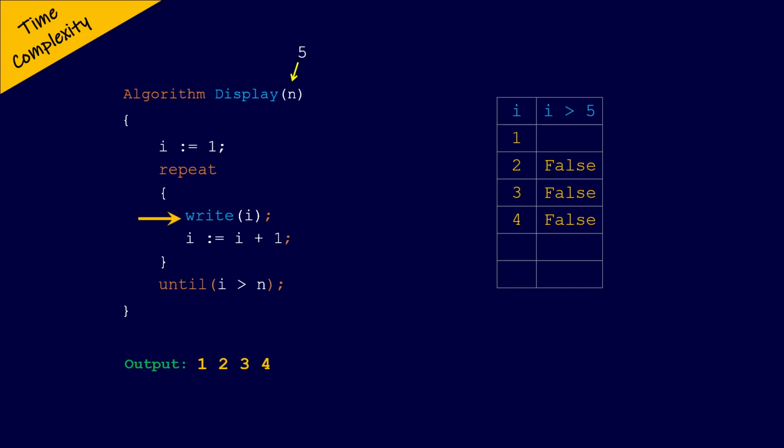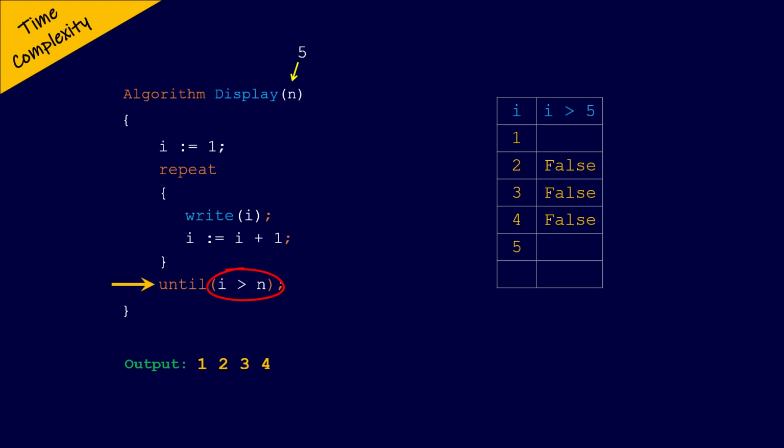Then we have the next statement in the loop, that is I is assigned value I plus 1. The value of I is 4, and now after it is incremented, the value of I will be 5. So we will write the current value of I, that is 5, in the table. Then the condition in the repeat until statement is evaluated, which is I greater than n.